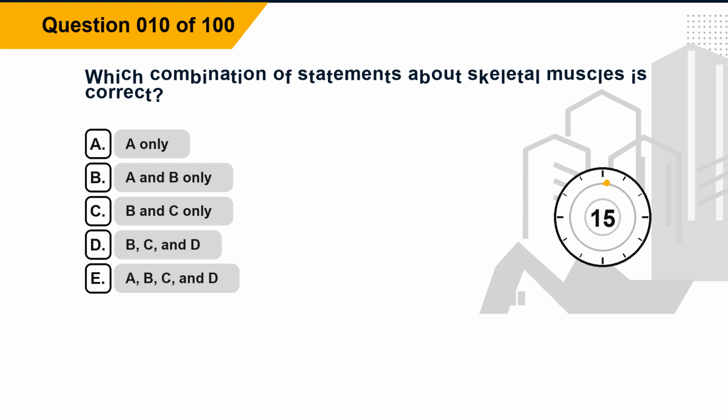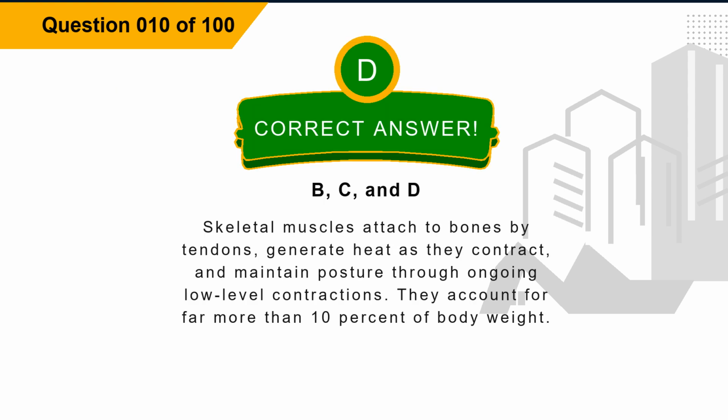Question 10. Which combination of statements about skeletal muscles is correct? Option A, A only. Option B, A and B only. Option C, B and C only. Option D, B, C, and D. Option E, A, B, C, and D. The correct answer is option D, B, C, and D. Explanation. Skeletal muscles are attached to bones by tendons, generate heat as they contract, and maintain posture through ongoing low-level contractions. They account for far more than 10% of body weight.